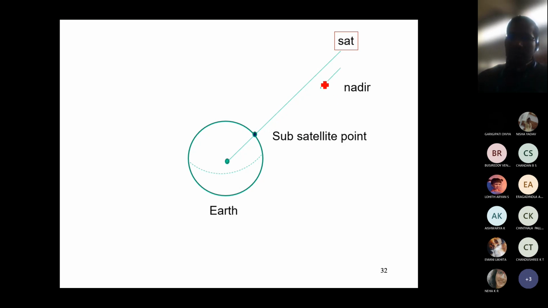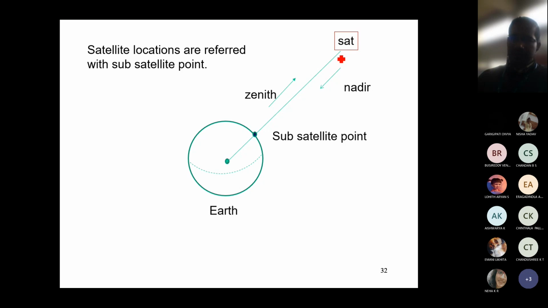Okay, so when we look to the Earth from the satellite, that direction is called nadir. When we look at the satellite from the Earth's surface, this direction is called zenith. So nadir direction is the direction from satellite to ground station. Zenith direction is the direction from ground station to the satellite.